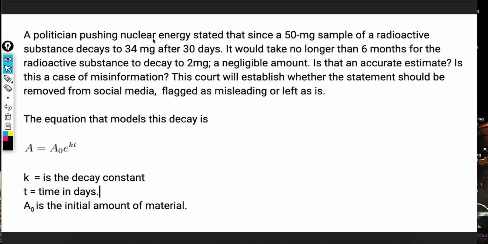A politician pushing nuclear energy stated that since a 50 milligram sample of radioactivity substance decays to 34 milligrams after 30 days, it would take no longer than 6 months for the radioactivity substance to decay to 2 milligrams. Okay, a negligible amount. Is it an accurate estimate? Is this a case of misinformation? This court will establish whether the statement should be removed from social media.